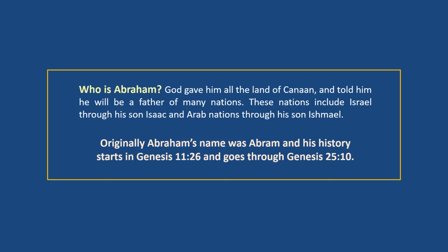Who is Abraham? God gave him all the land of Canaan and told him he will be a father of many nations. These nations include Israel through his son Isaac, and Arab nations through his son Ishmael. Originally, Abraham's name was Abram, and his history starts in Genesis 11:26 and goes clear through Genesis 25:10.